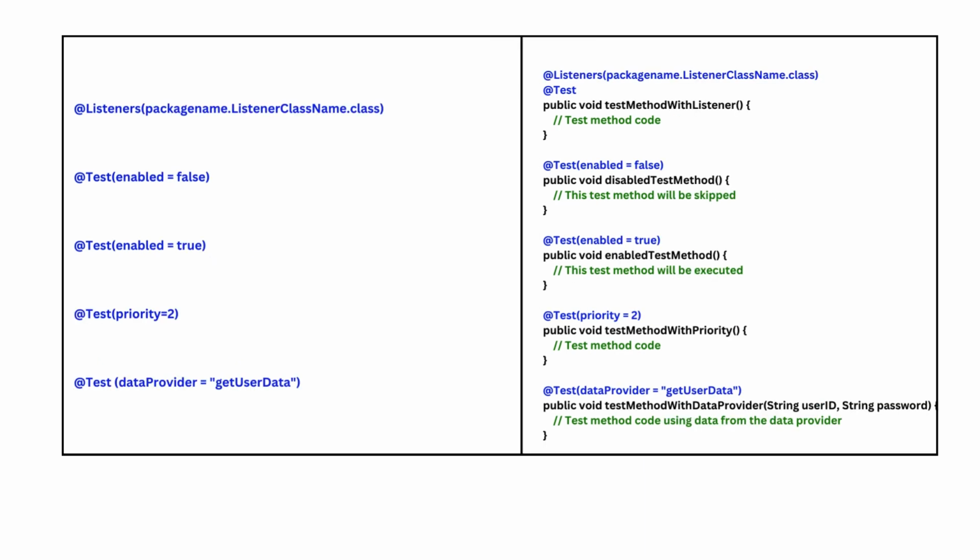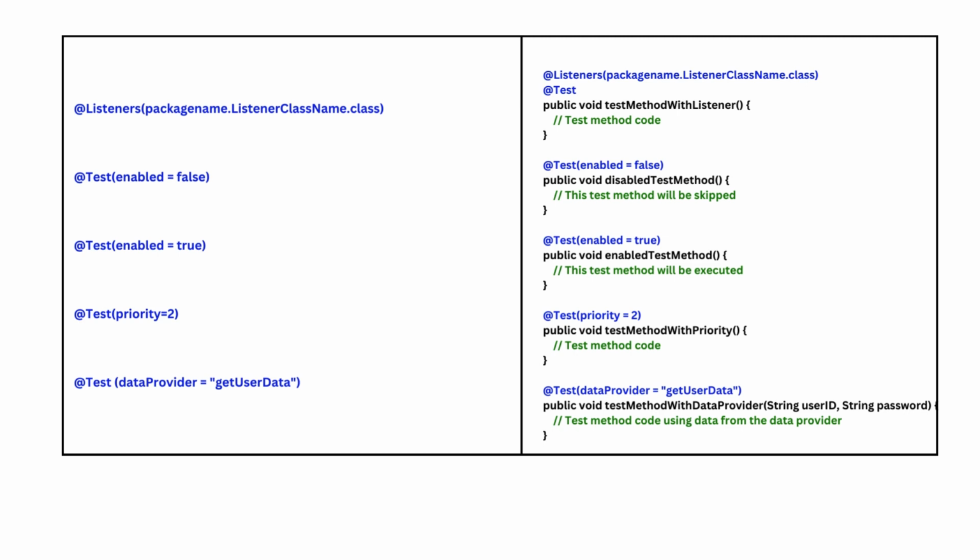@Listeners(packageName.ListenerClassName.class). It is a listener class associated with a test class, allowing customization and event handling during the test execution. @Test(enabled = false) and @Test(enabled = true). They help to control the execution status of a test method.